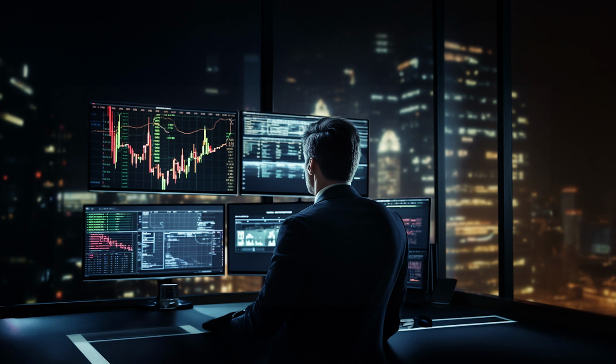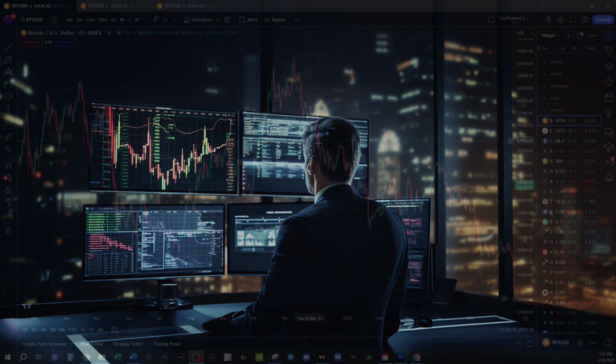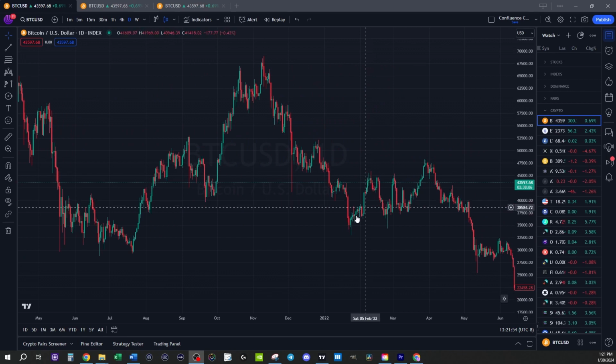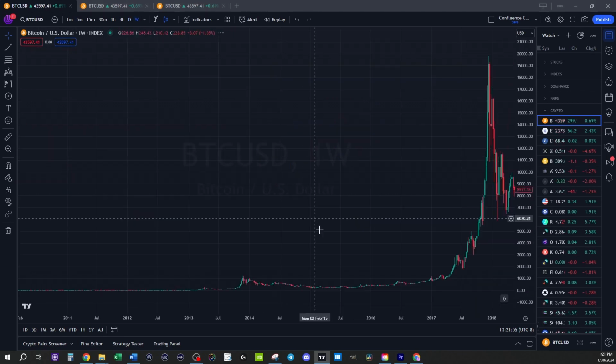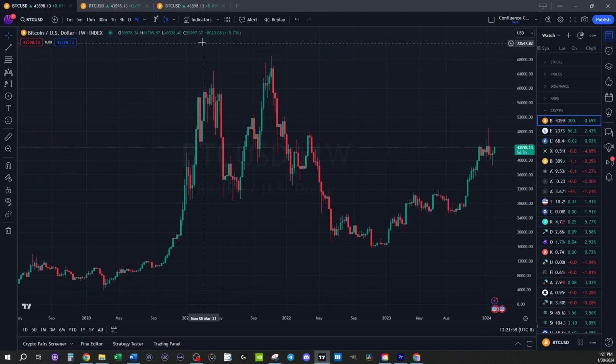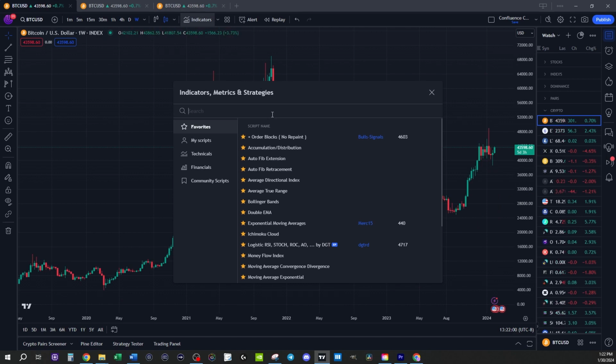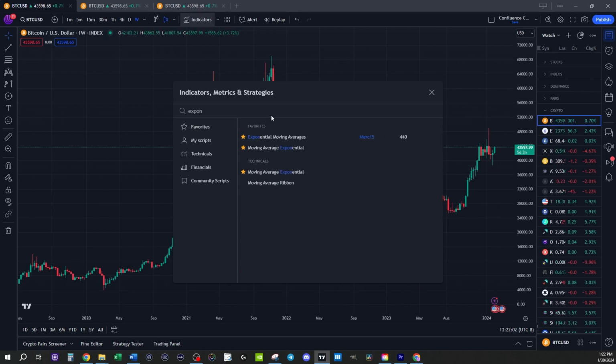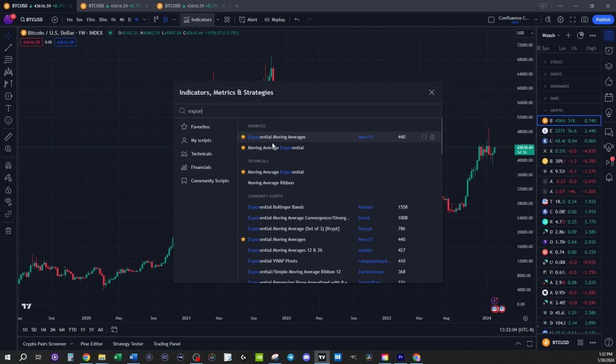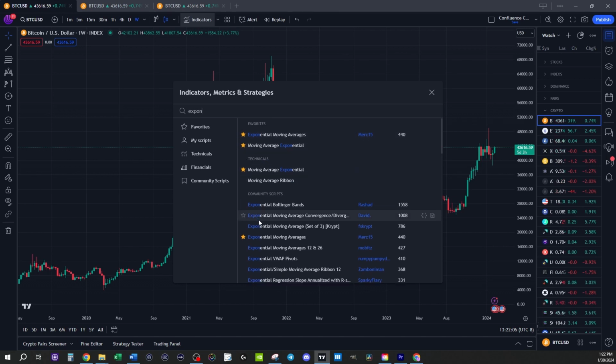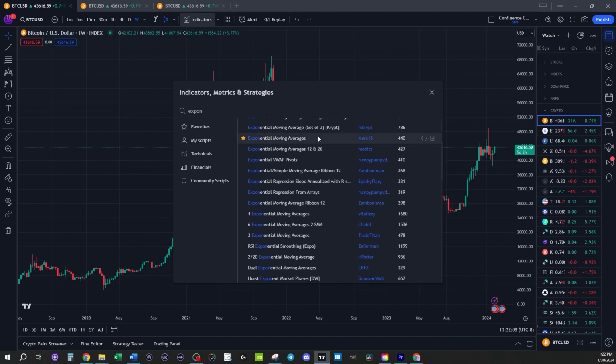All right, let's get your MA set up in TradingView. So get your desktop utility up and get ready. Go to the top toolbar and click on the Indicators tab. Type in Exponential Moving Averages. And from the selection list, you'll see your available options.